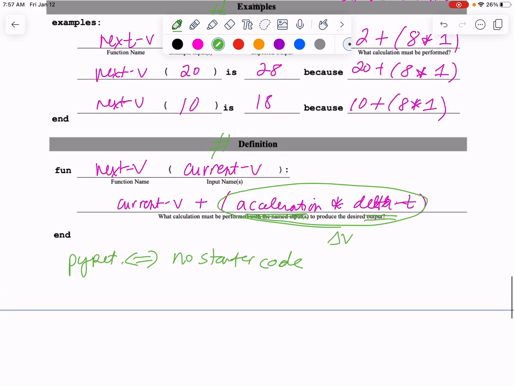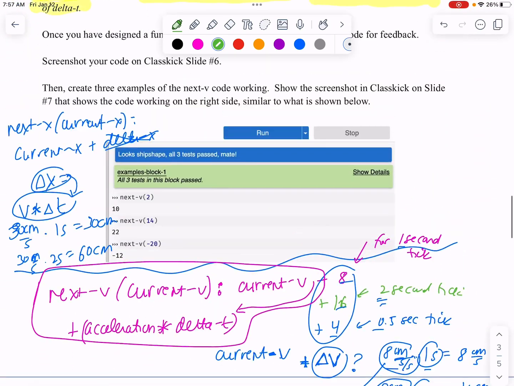Once you type it in, there's no starter code. You just need to run it and make sure your examples pass. And then simply on the right side, just type in next V of 15, and it will return the answer, as long as it matches what your code is. It looks like on this one I also did plus 8. I wouldn't do any negative numbers even though I put one there.